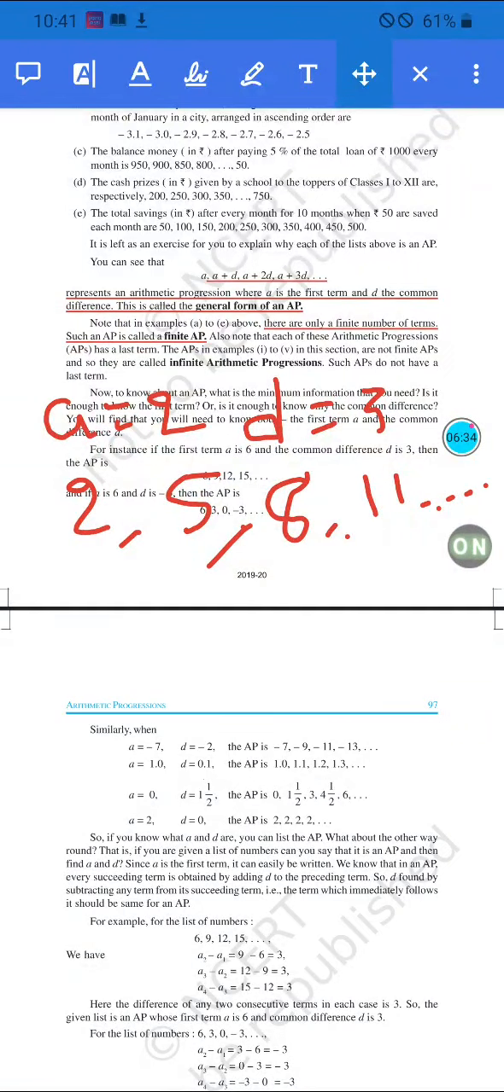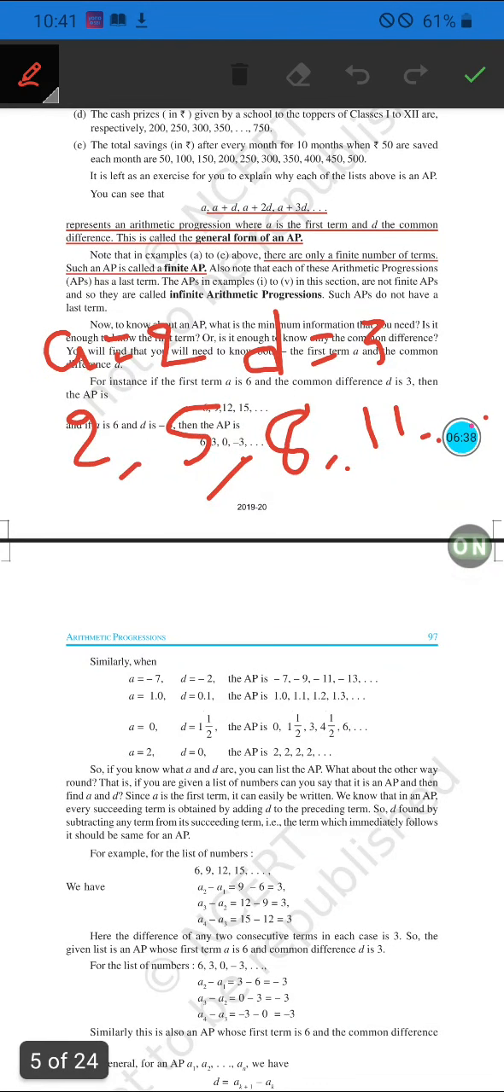So next, the general form of an AP. You can be asked this in the exam: what is the general form of an AP? It is A, A plus D, A plus 2D, A plus 3D, and so on. What is the last term? The last term is A plus (n minus 1) into D.